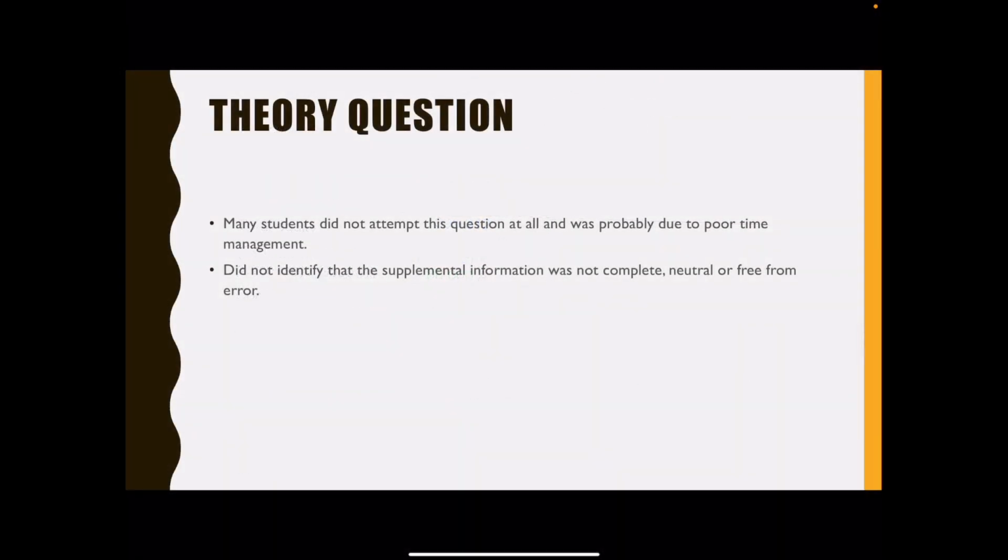68,750. Many students did not attempt the theory question at all, and it was probably due to poor time management. Many students spent too much time on question A and B and missed easy marks by not doing the theory question. The students who did the theory question, there were some who did not identify that the supplemental information was not complete, neutral, or free from error.